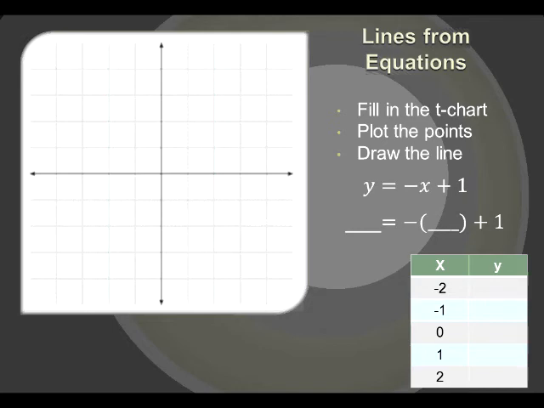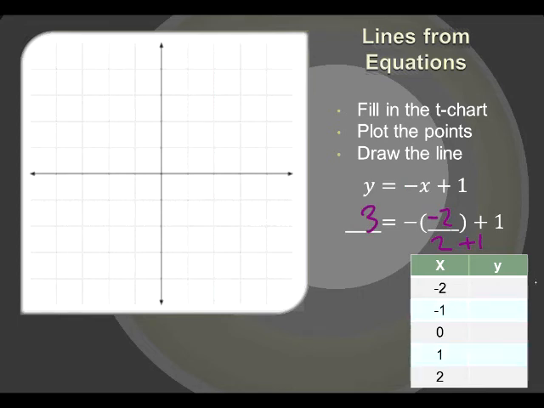Let's start by plugging in the x value of negative 2. So when x is negative 2, notice I leave parentheses here because that first negative is part of the equation. It says the opposite of negative 2, which is positive 2, plus 1. That gives you y value of 3.